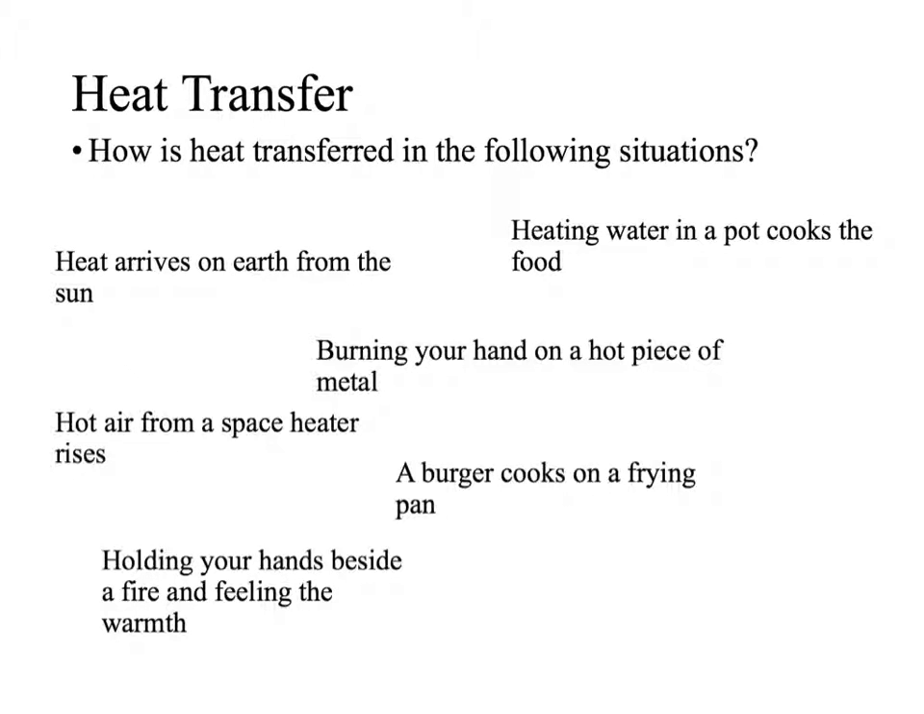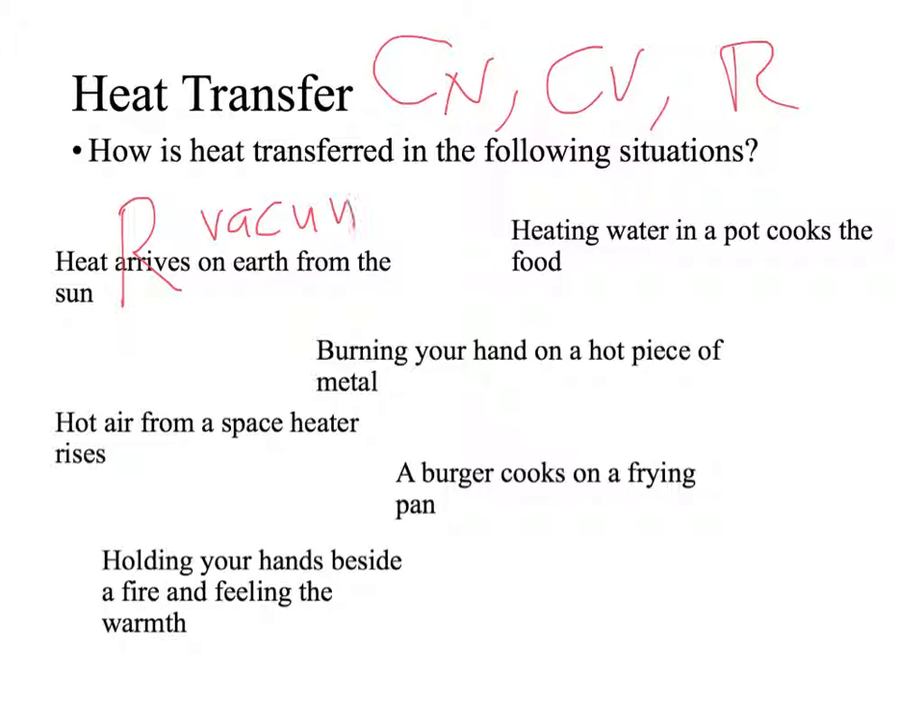How about these various situations? How is heat transferred? We're talking about conduction, which I'll label Cn, convection, which I'll label Cv, and radiation, which I'll label R. Heat arrives on Earth from the sun. That's radiation. And it is the only type of heat transfer that can occur in a vacuum. There is no need for any medium to transmit the heat.